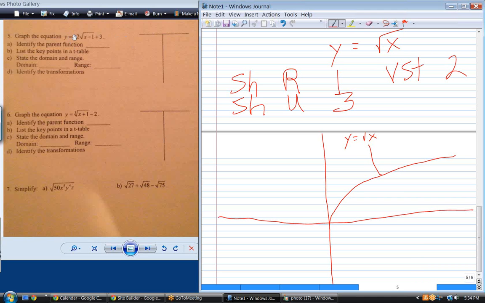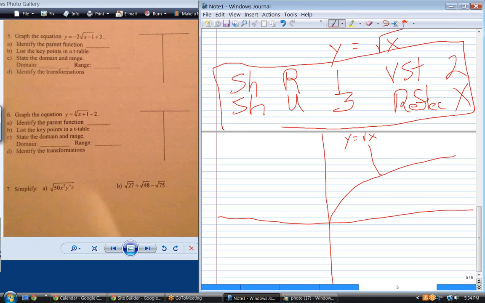What's the consequences of the negative sign? Reflection about the x-axis. Because you can have a reflection about the y-axis, if that negative sign is inside and in front of the x. So we got four things going on here. And whenever you have a reflection, do that first, because it matters.